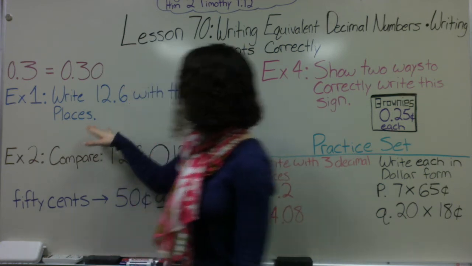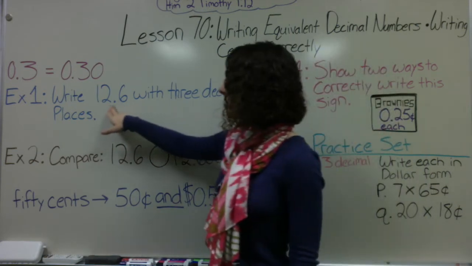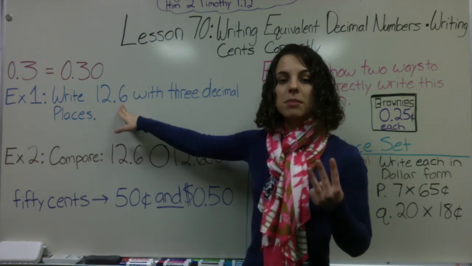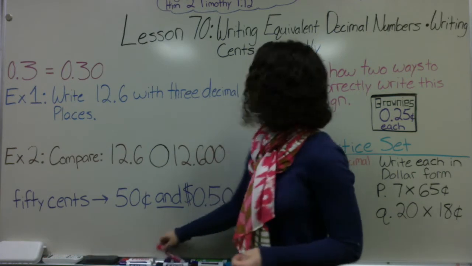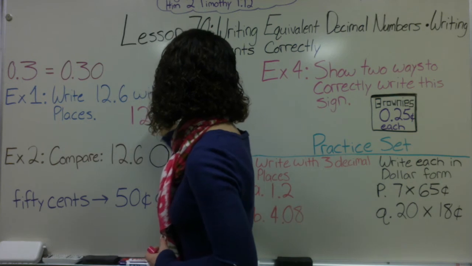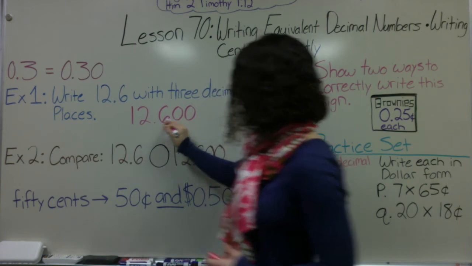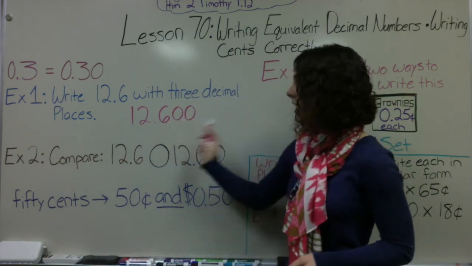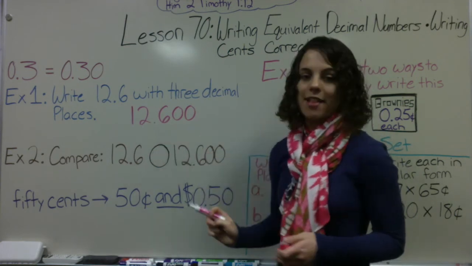So for example 1, it says to write 12 and 6/10 with 3 decimal places. So I still need this exact same value, but I want it with 3 decimal places. That means 3 places after the decimal. Go ahead and try that. It should be pretty easy. You should have put 12 and 6/10 with 3 decimal places, so adding 2 zeros to the end, which says 12 and 600 thousandths, but it still holds the value of 12 and 6/10.